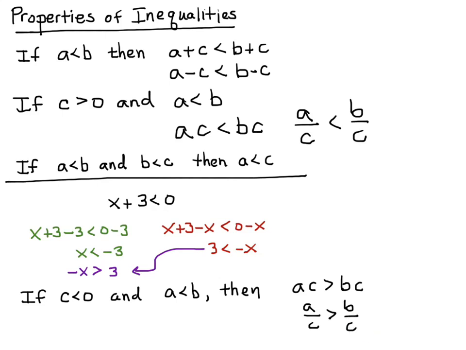So notice that in this case, if A is less than B and we multiply both sides by a negative number, C, we get AC is greater than BC. And the same applies if we do that with division. So I'll do some examples here to solidify this.